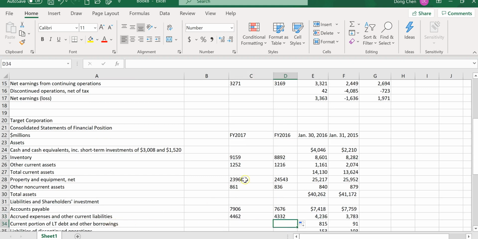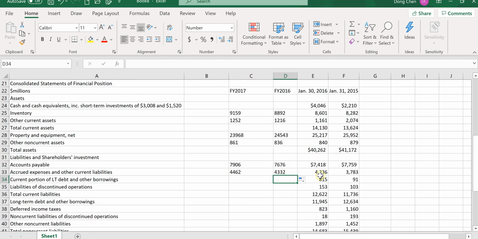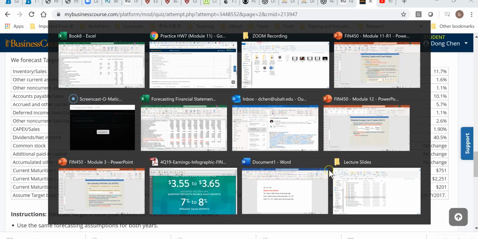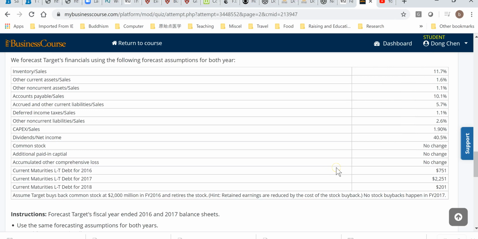And current portion of long-term debt and other borrowings. So current portion of long-term debt. Here we will need the schedule on the retirement of the long-term debt. So current maturities, long-term debt for 2016.